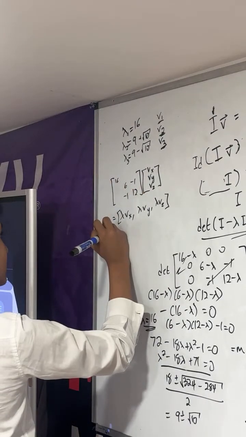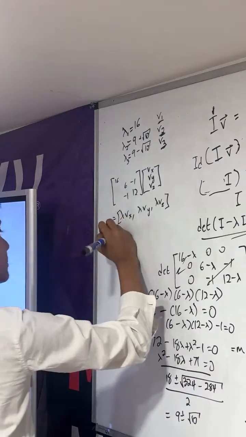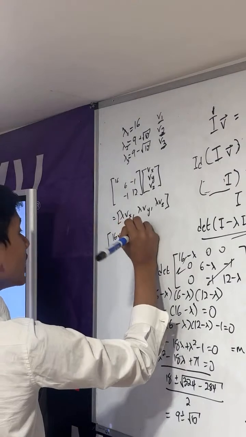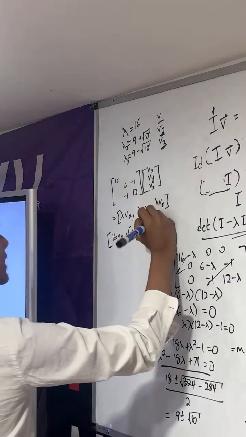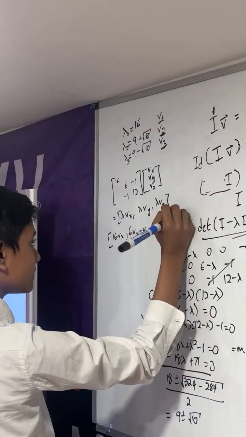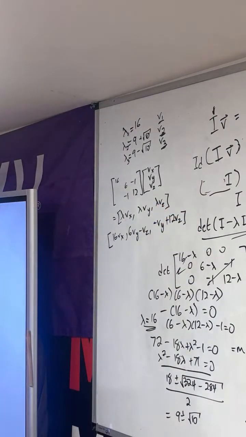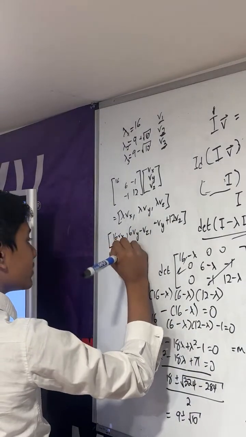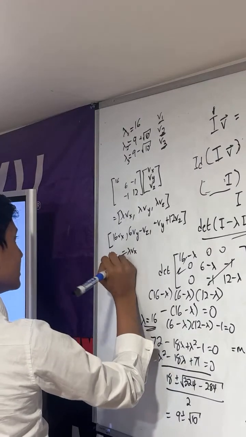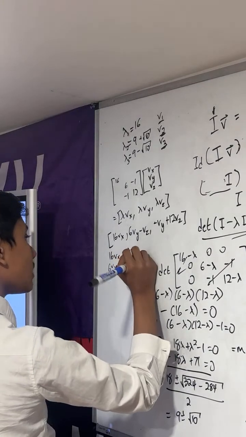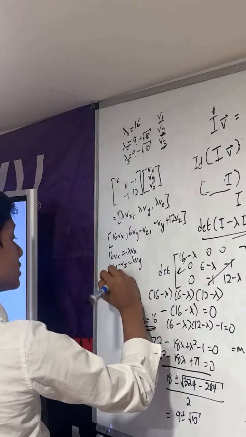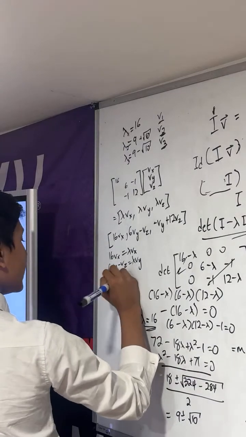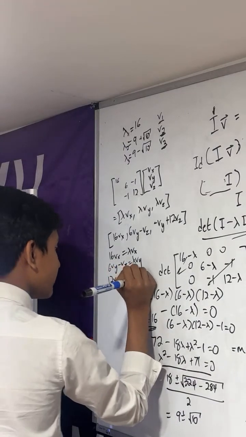Multiplying these two gives us 16 vx, 6 vy minus vz, minus vy plus 12 vz. So that means 16 vx has to be equal to lambda vx, 6 vy minus vz has to be equal to lambda vy, and 12 vz minus vy is equal to lambda vz.